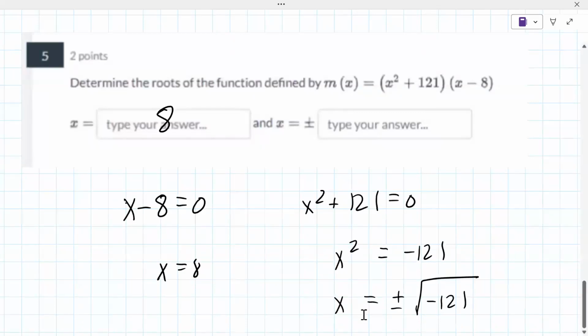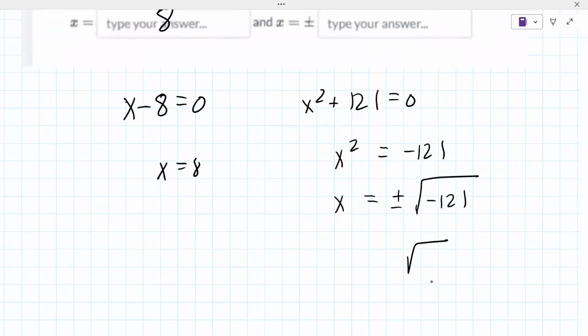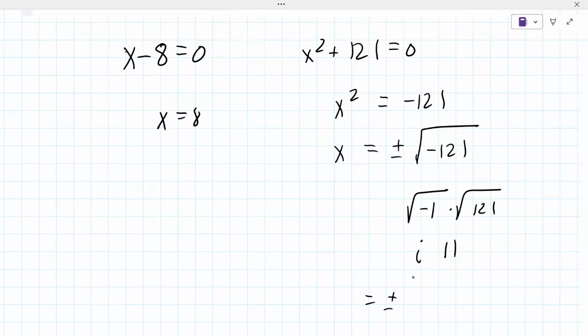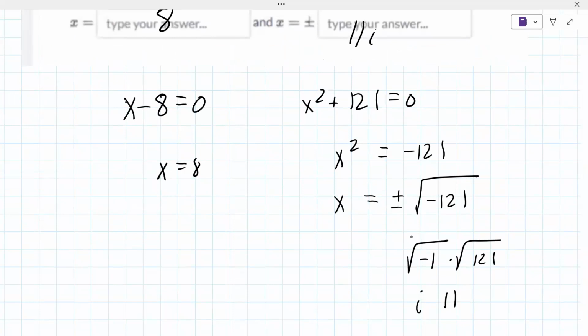You remember how to reduce that? The square root of negative 121? That's like 121i, right? Well, there's two parts. There's the square root of negative 1. That part becomes i. What about the square root of 121? Um, I don't know. 11. Oh, okay. So it becomes plus or minus 11i, and that's what goes in the second box here.